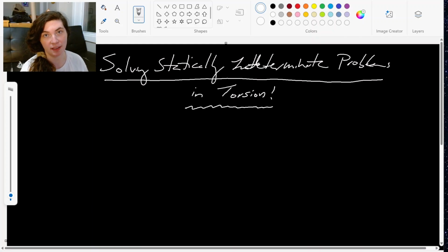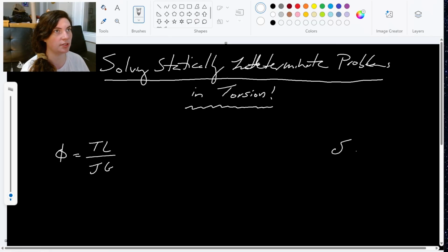So as we discussed in the last video, our angle of twist equation looks super similar, right? TL over JG. It looks very, very similar to the equation that we saw for displacement in the axial loading section. So it should come as no surprise that we can solve statically indeterminate systems that are under torsion, just like we could with our load displacement equation for axial load, right?